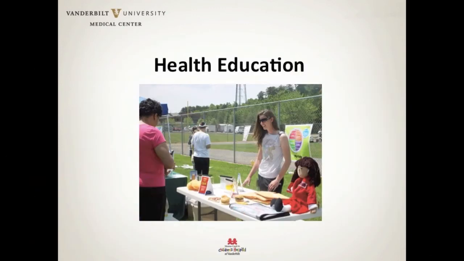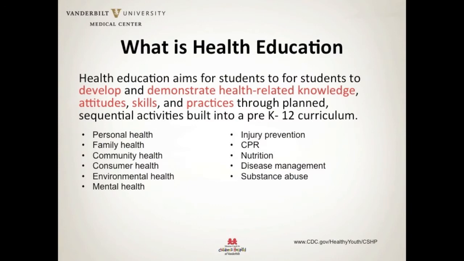The next component of coordinated school health that we're going to touch upon is health education. And really, health education focuses on addressing the physical, mental, emotional, as well as social dimensions of health. These activities are typically planned, sequential, and built into the pre-K through 12 curriculum. And in order for health education programs to be successful, they really should be integrated into the daily life of the students. It shouldn't just be going into a classroom. The main goal is for students to develop and demonstrate health-related knowledge, attitudes, skills, and practices. Again, developing those lifelong habits that can carry on with students well after their education is over.